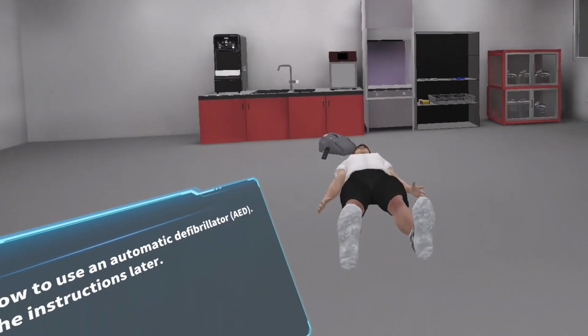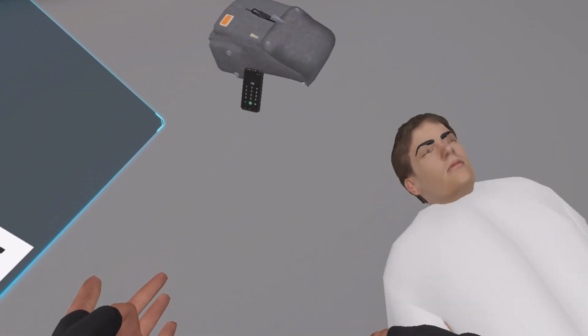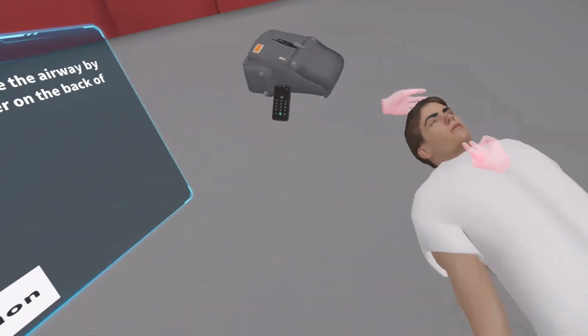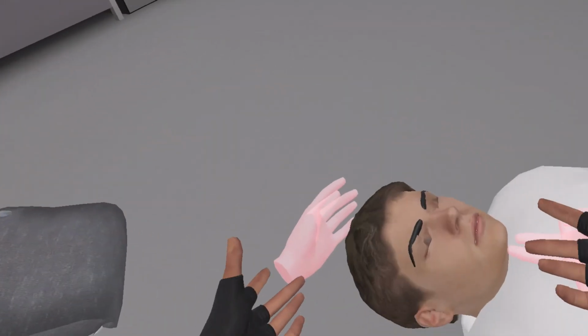Let's find out how to use an automatic defibrillator, AED. Please follow the instructions later. To secure the patient's airway, raise your head with both hands and make sure that you are breathing.